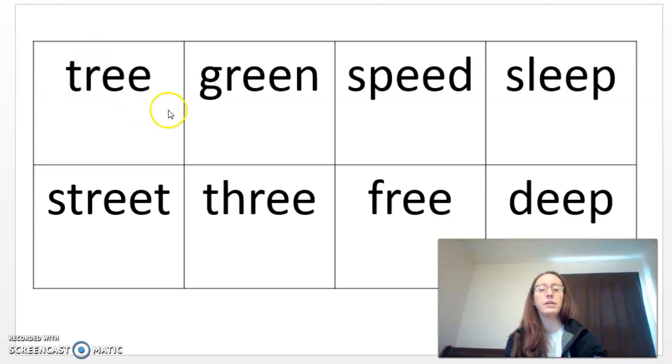E, tree. Green, green. Speed, speed. Sleep, sleep. Eat, street. E, three. E, free. Deep, deep. You can take this time again, like I said, to pause the video and read from top to bottom, or read backwards down the rows.